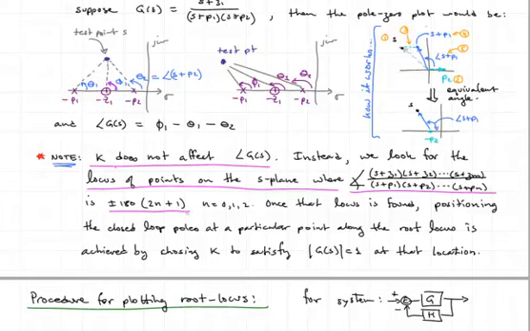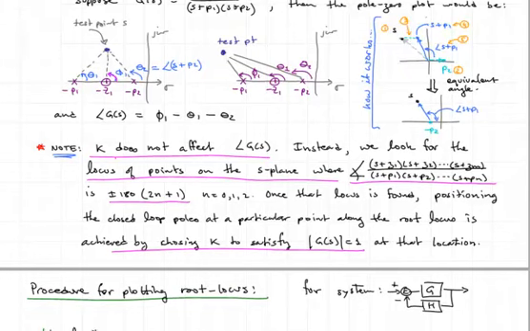And once that locus is found, positioning the closed loop poles at a particular point along the root locus is achieved by choosing K to satisfy the magnitude condition. In other words, the magnitude of g of s is equal to 1. So we now are at the point where I've given you the big idea, and we will then look at a procedure for how to generate the root locus.